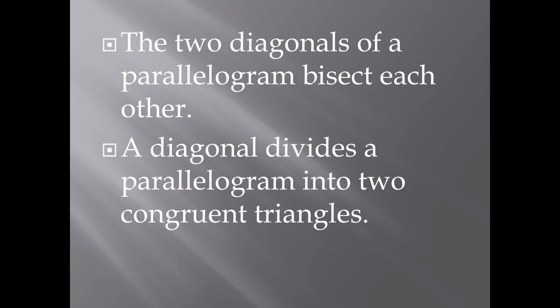A diagonal divides a parallelogram into two congruent triangles. If you have a parallelogram and you have a diagonal from A to C, it means you have divided this parallelogram into two equal triangles.